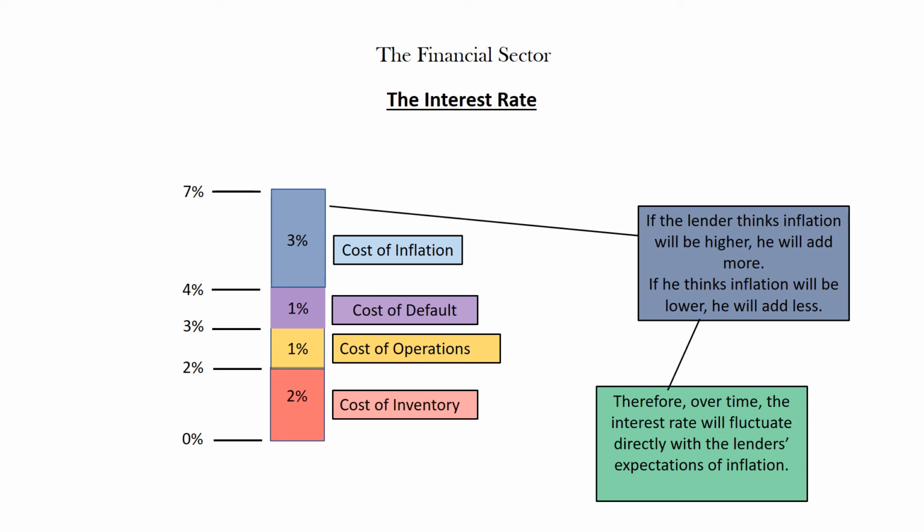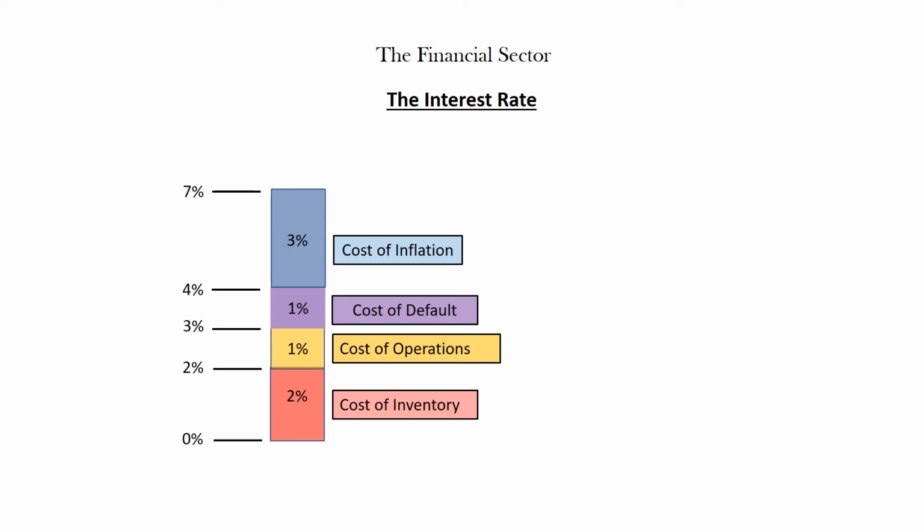Therefore, over time, the interest rate will fluctuate directly with the lender's expectations of inflation. If lenders believe inflation will be higher, they will add more, causing the interest rate they charge to go up. If they believe inflation will be lower, just the opposite will happen.